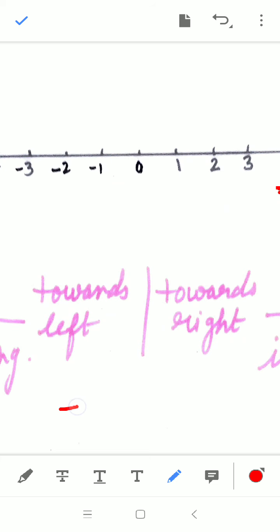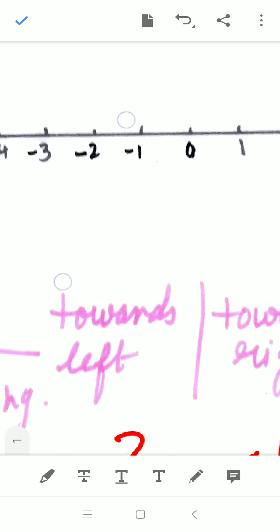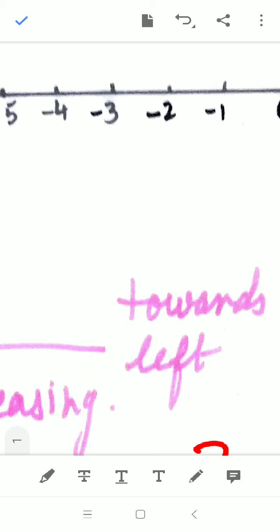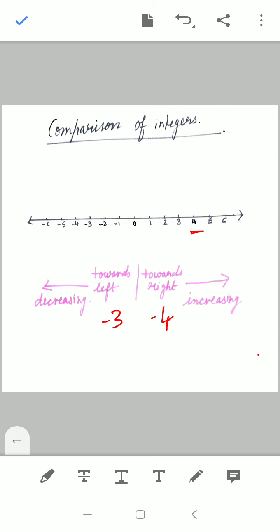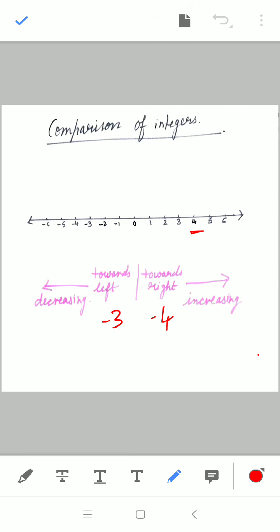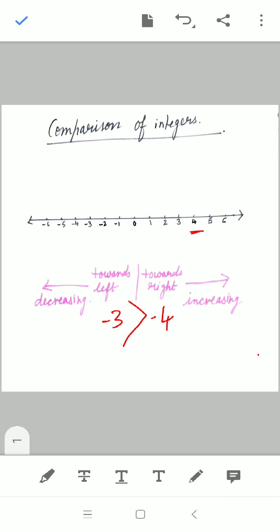Let us take one more example, -3 and -4. Let us see which is greater. Let us see on the number line -3 and -4. You can see here -4 is to the left of -3. So -4 is less than -3, or we can say -3 is greater than -4. So whenever you get two numbers, beta, we have to imagine which number is where.